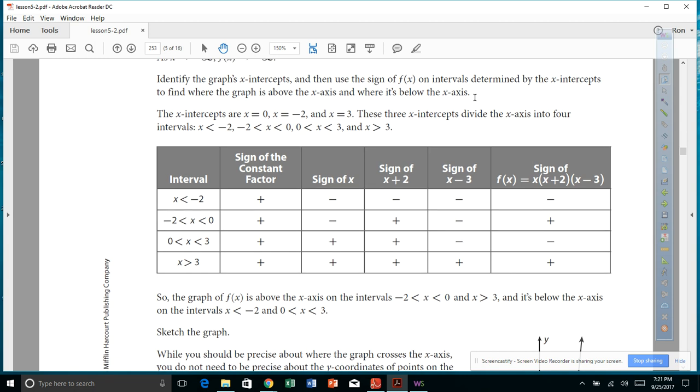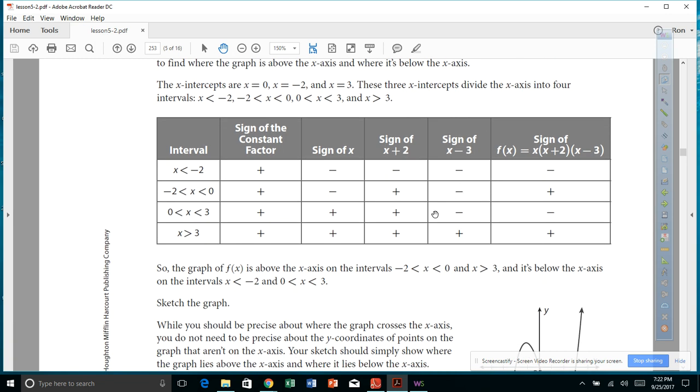Identify the graph's intercepts and then use the sign of f of x on intervals determined by the x-intercepts to find where the graph is above the x-axis and where it is below the x-axis. The intercepts are x equals 0, x equals negative 2, and x equals 3. These three x-intercepts divide the x-axis into 4 intervals: x is less than negative 2, negative 2 is less than x, which is less than 0, 0 is less than x, which is less than 3, and x is greater than 3.